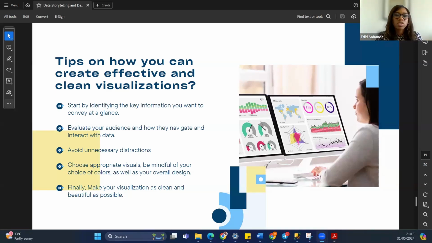Then the fourth one is choose appropriate visuals. Be mindful of your choice of colors, like I've said before. Be mindful of your overall design. Choose the appropriate visuals to use. We've talked about some of the visuals. Don't use a pie chart when you're not supposed to use a pie chart. Don't use a bar chart when you're not supposed to use a bar chart.